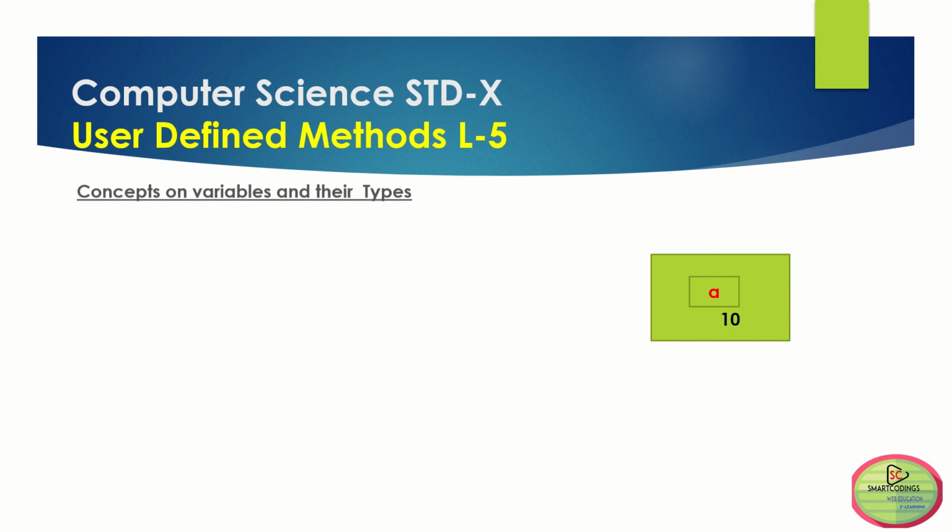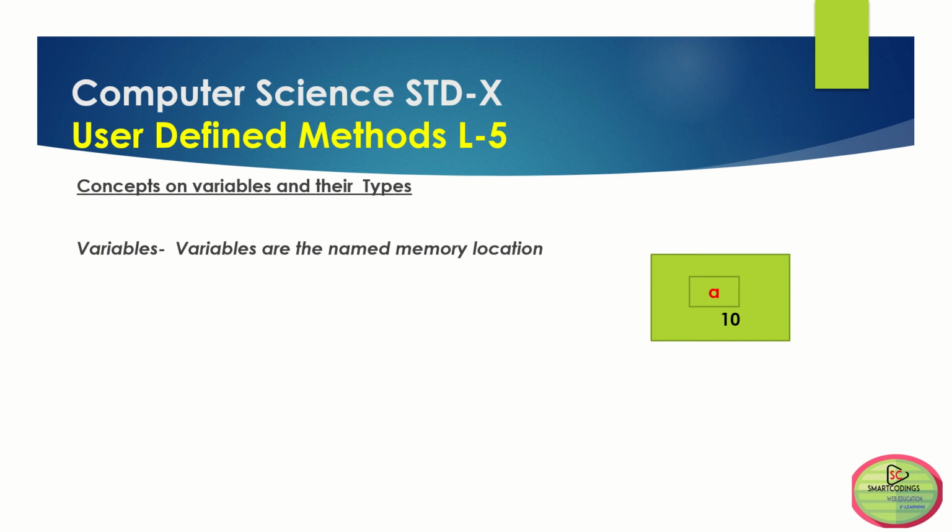So, concepts on variables and their types. Basically, first we start with a variable. As we can see on the screen, variables are named memory locations. Whenever we write code, we need variables to store values, right? Basically, it is known as a container to keep a value. Technically, variables are the named memory locations in a programming language, which are used to store values.